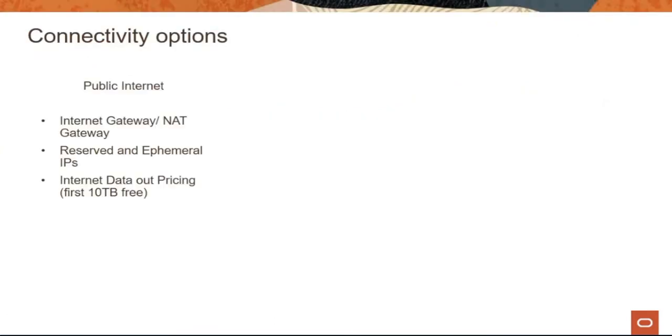So until now, we have talked about virtual cloud network and we have looked primarily at creating an internet gateway and a NAT gateway. If you recall from my previous module on virtual cloud network, we had a couple of demos, one on internet gateway and the other one on a NAT gateway. And we looked at things like reserved public IP, ephemeral public IP, etc. So we definitely looked in quite a lot of detail on how you can connect to the public internet, right? Either using internet gateway or a NAT gateway.